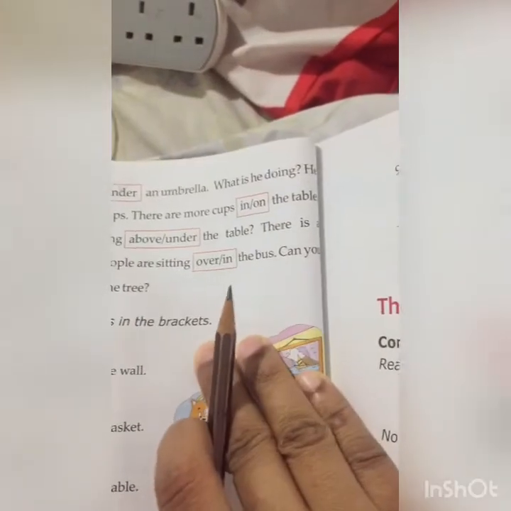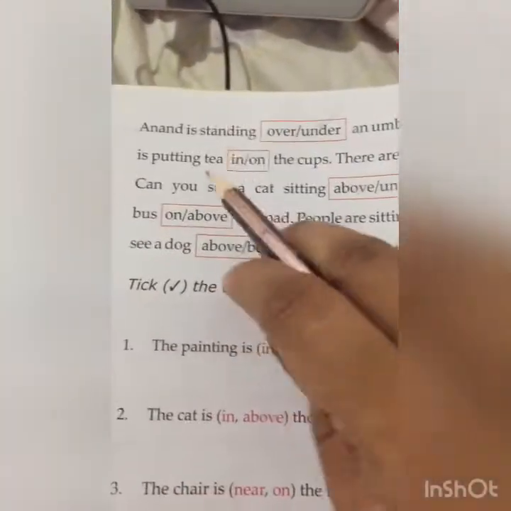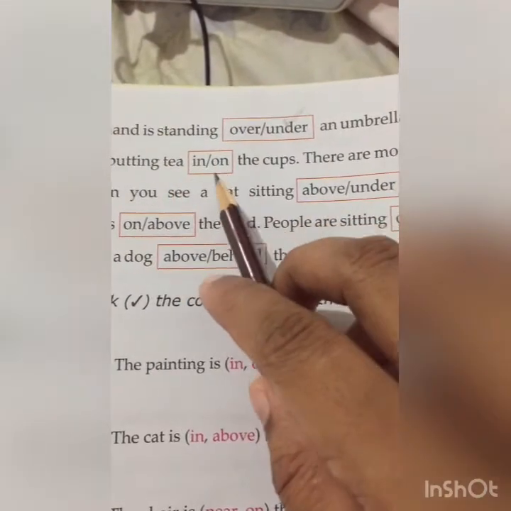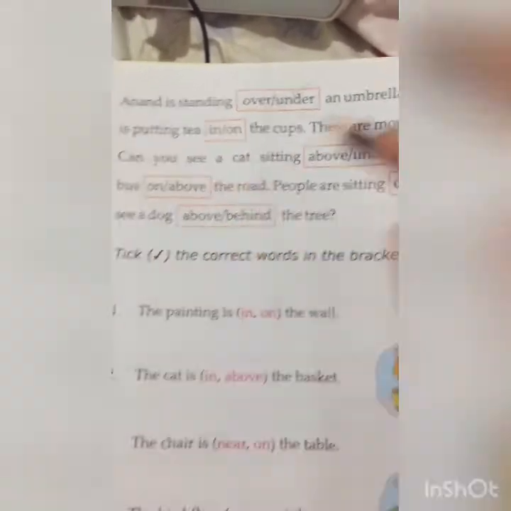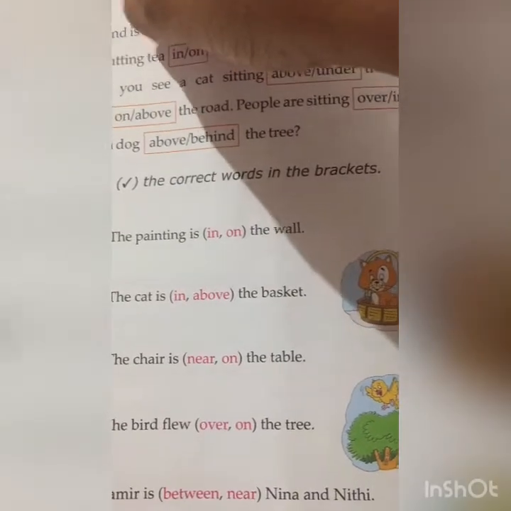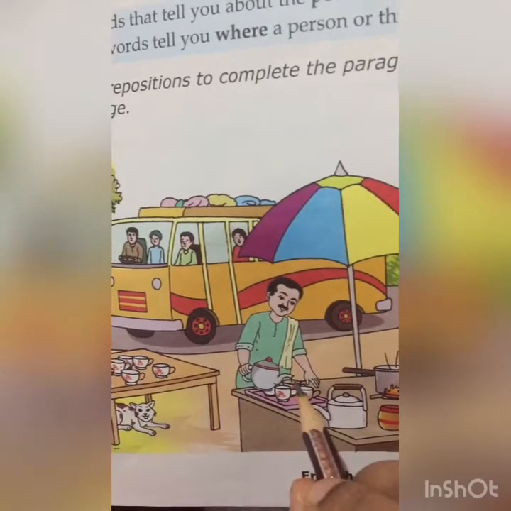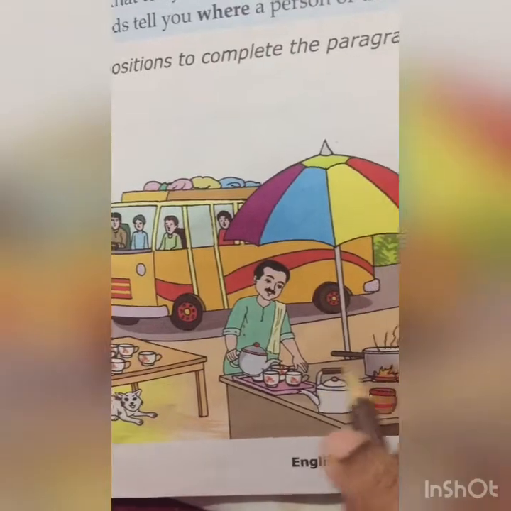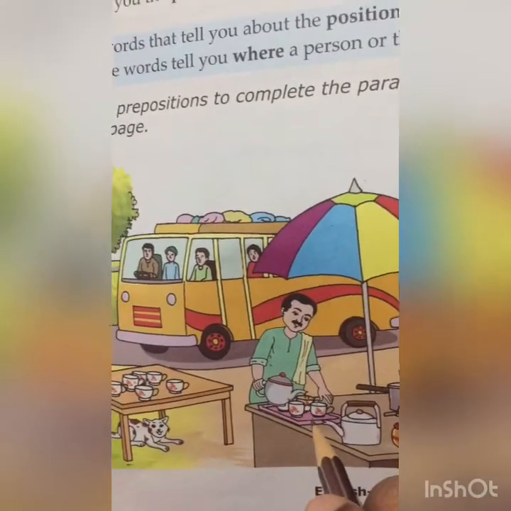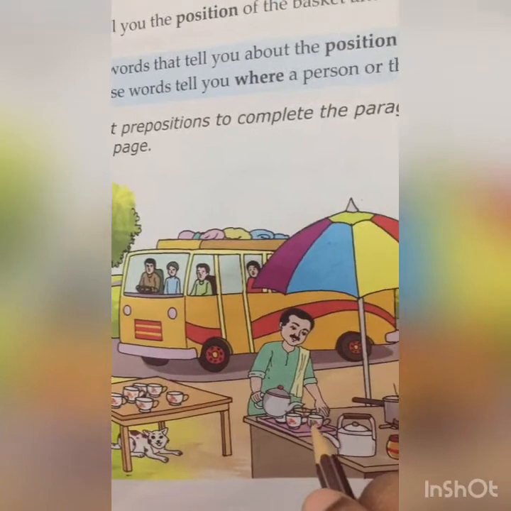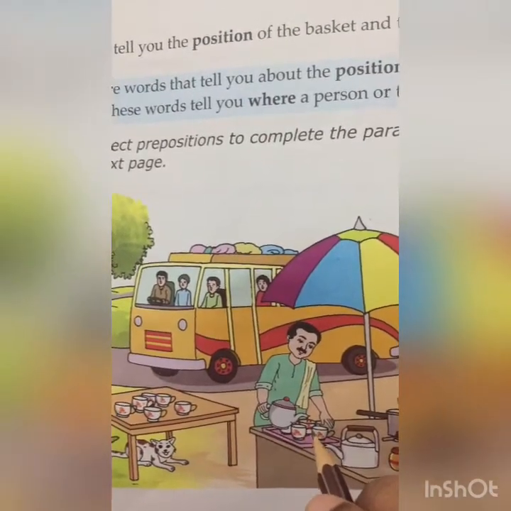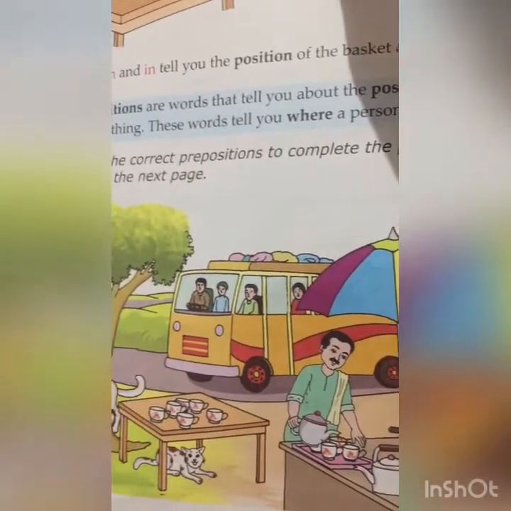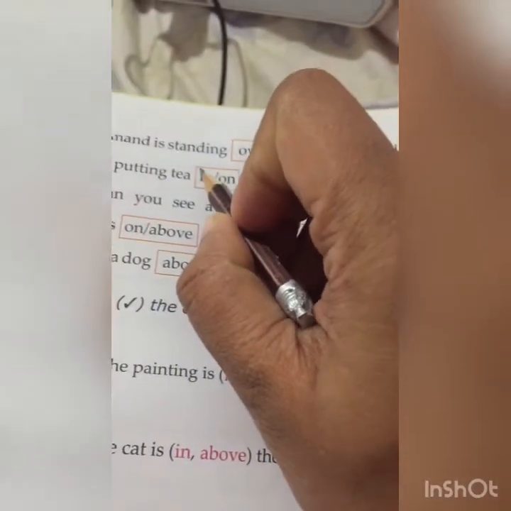Okay, what is he doing? He is putting tea in or on the cups. Which one is it? In means inside, or on means above. What is he doing? He is putting tea inside, right? Inside the cups. So he is putting tea in the cups. So you have to mark in here.